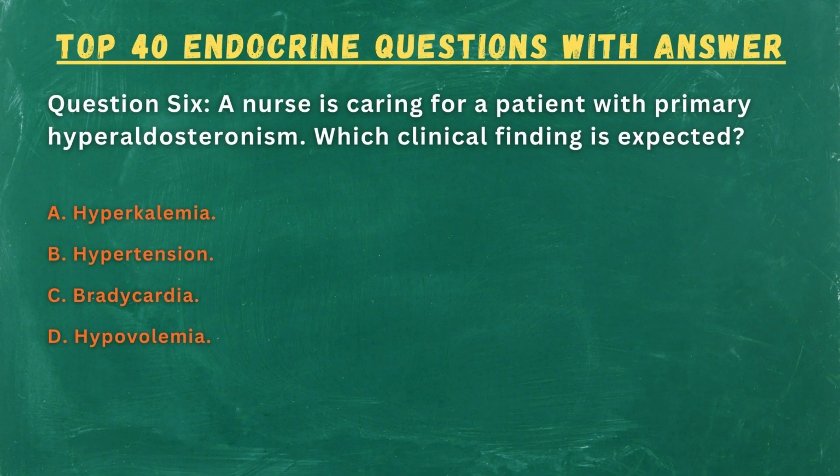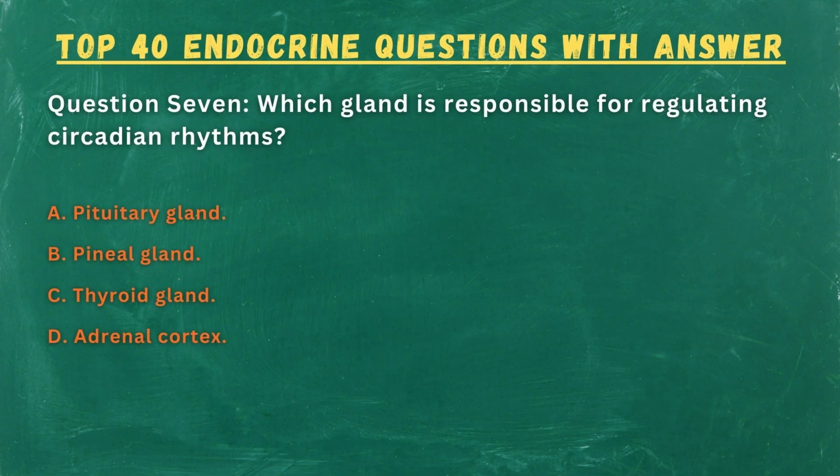Question 6. A nurse is caring for a patient with primary hyperaldosteronism. Which clinical finding is expected? A. Hyperkalemia. B. Hypertension. C. Bradycardia. D. Hypovolemia. Answer: B. Hypertension.